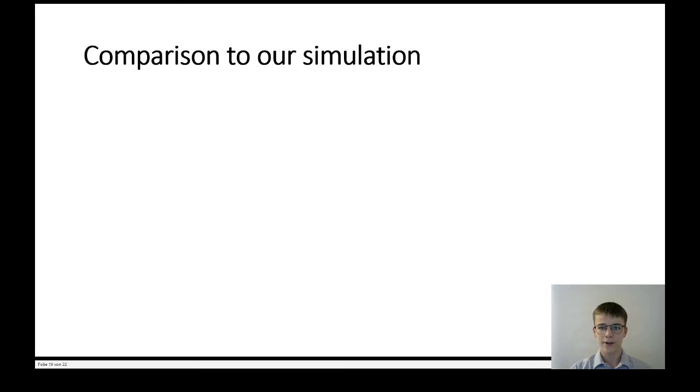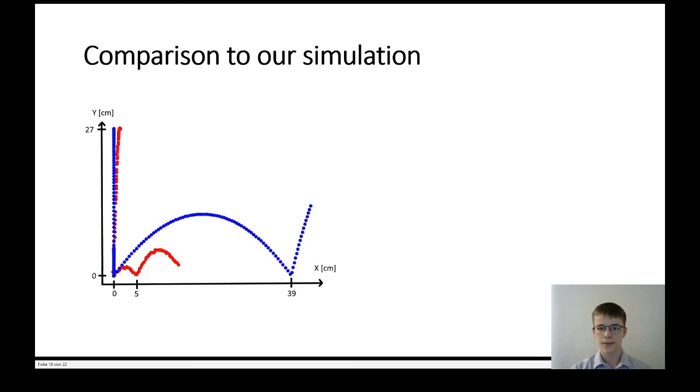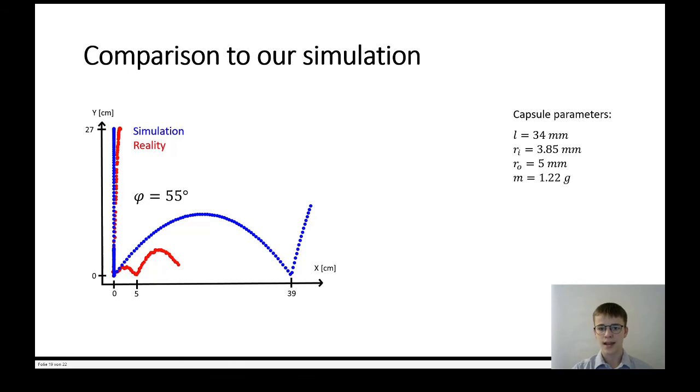Here you can see the comparison between our simulation and the reality. Every 0.004 seconds, the current position of the capsule is plotted on the graph, so you can see the trajectory. The blue dots are the simulation and the red ones the reality, and on the right you can see the capsule parameters. In the first graph, the capsule's impact angle was 55 degrees. It didn't change its x-coordinate on the first bounce in the simulation, so you can only see that it bounced less than 3 times higher than in the reality. This makes sense, because the capsule in the simulation doesn't lose any energy.